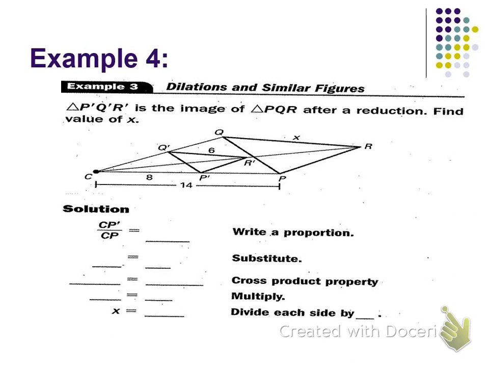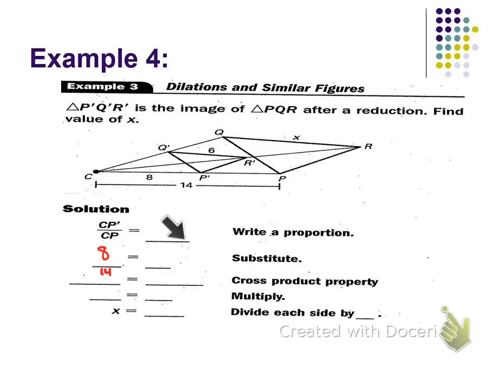So the first thing they want us to do is see if we can write a proportion using our scale factor. So what is C to P prime? Hard for me to get out. What about C to P? Okay, 8 over 14. Oh, I think that's what they wanted on the other one. That's what they want below, 8 over 14, which is fine.